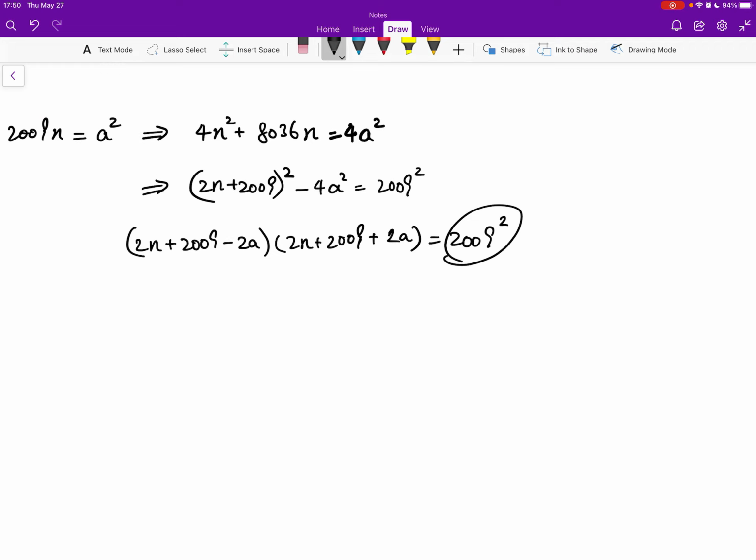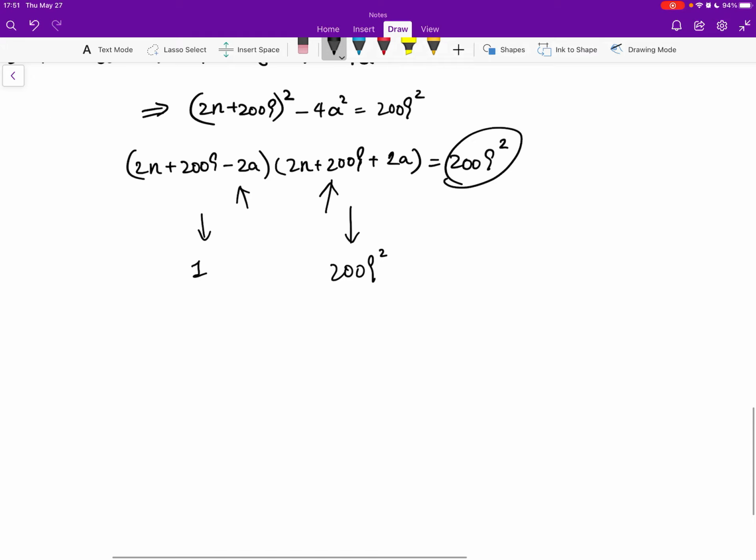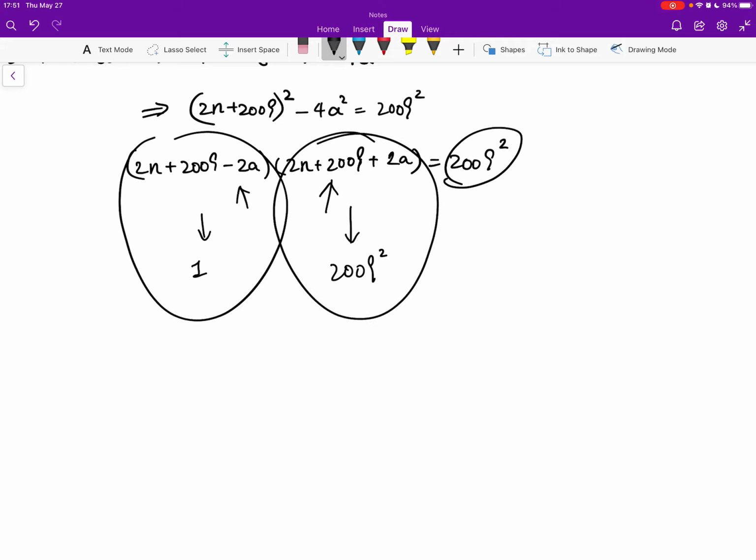To make up this 2009 squared, these two different numbers can't both be 2009. So the first one has to be 1, and the second one has to be 2009 squared, because you can't find any other combination of numbers that multiplies to 2009 squared, since 2009 itself is a prime number. After solving these two equations, you get n equals 1004 squared. And that is the case.